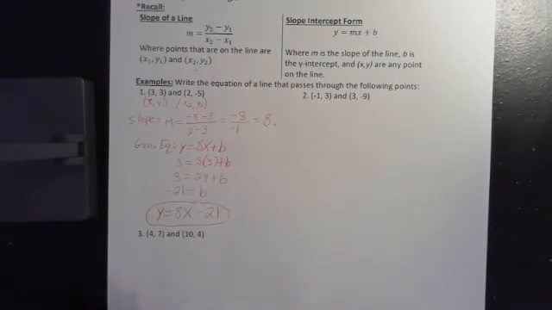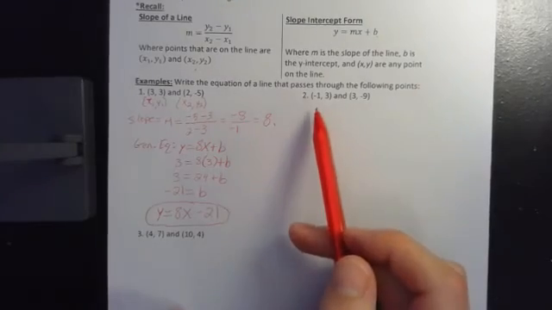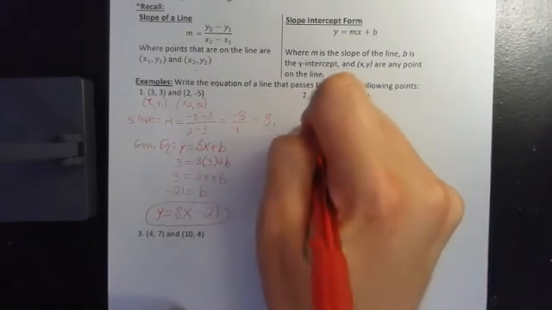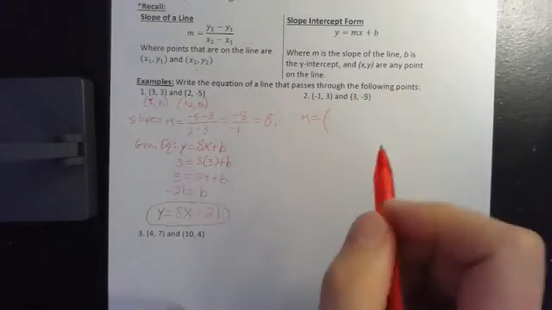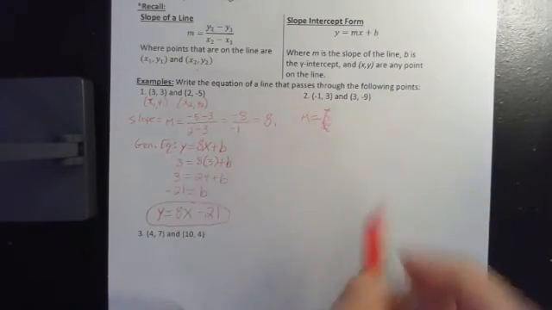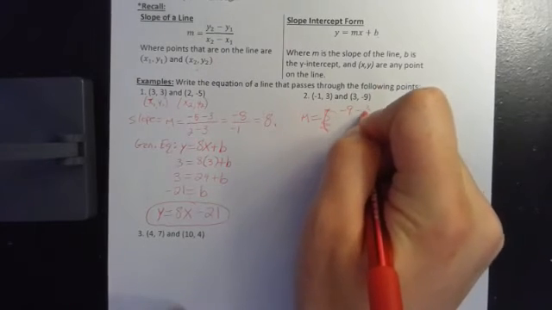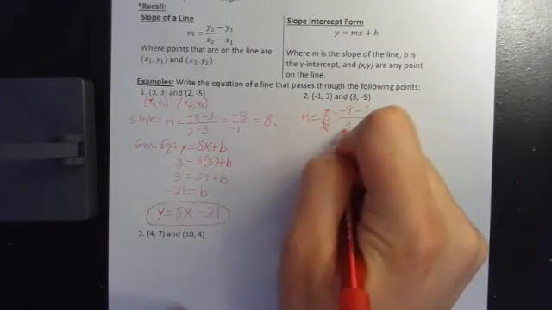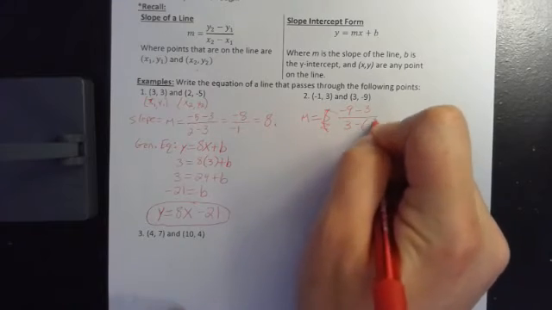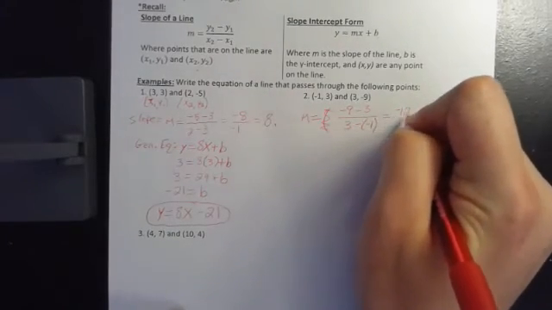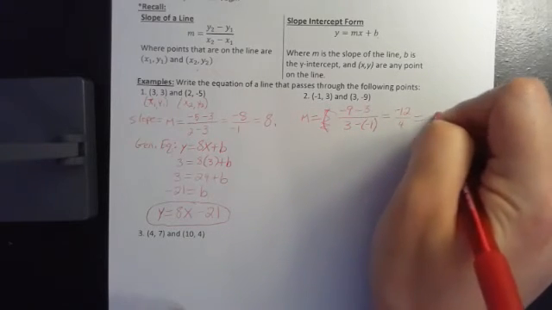Okay, moving on to number 2. Now I'm going to jump right into this. You can label your points however you want. You could label this point as x1, y1, or x2, y2. It doesn't matter. So the first thing I'm going to do is find my slope. So my slope is going to be y2, negative 9, minus y1, which is 3, over x2, which is 3, minus negative 1. Then we're going to simplify that. We have negative 12 over 4, which is a slope of negative 3.